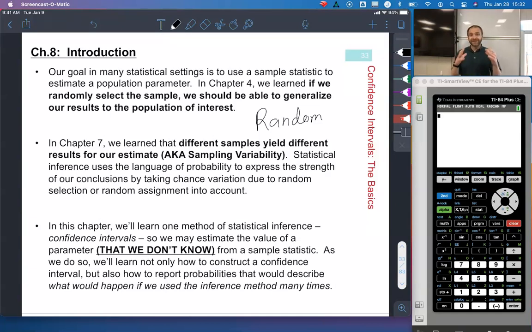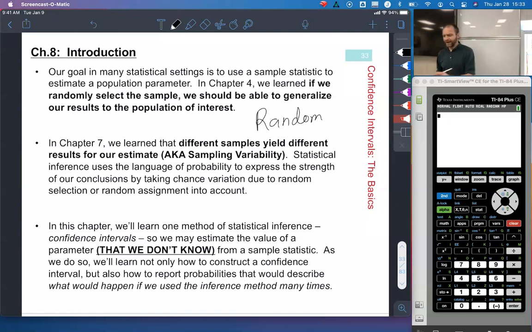And lastly, in this chapter, we're going to learn one method of statistical inference, and that's called confidence intervals. So in other words, we may estimate the value of a parameter that we don't know from a sample statistic. As we do so, we'll learn not only how to construct a confidence interval, but also how to report probabilities that would describe what would happen if we use this inference method many times.